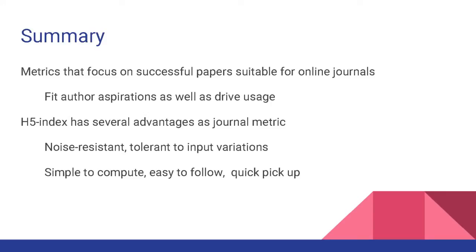The focus on successful papers fits what an author is looking for to be a successful author, to write a successful paper, as well as drive usage. Successful papers are the ones people read more often. As a journal metric, H5-Index has several advantages. It's resistant to noise, is tolerant to input variations, is easy to follow and compute, and usually picks up relatively quickly.